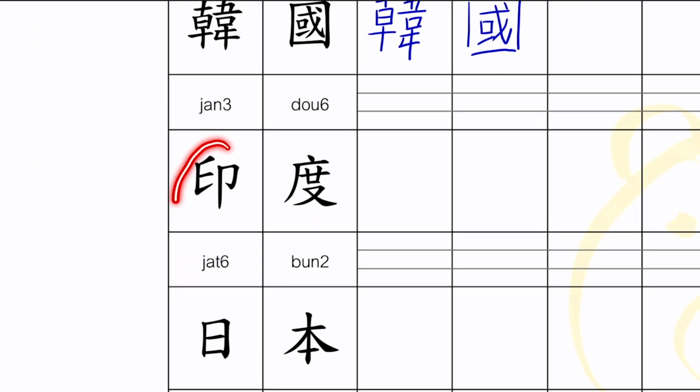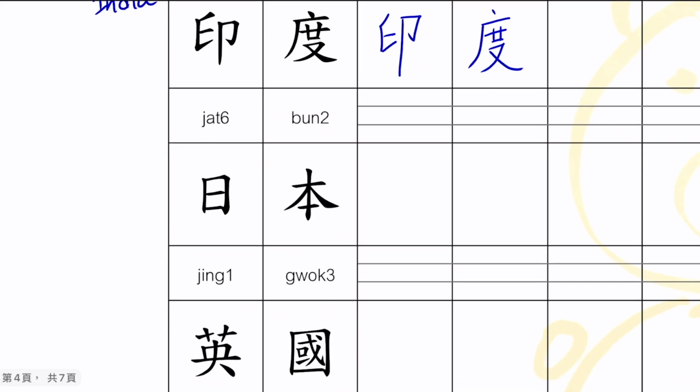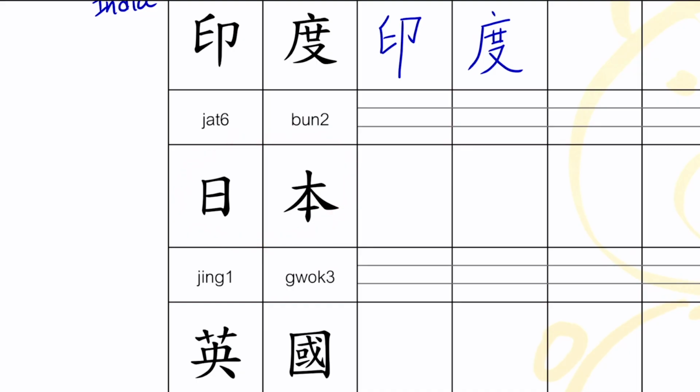第三個 印度. 印度點解啊? India, right? 印 J-A-N, third tone. 撇直橫剔橫折勾直. OK. 道 D-O-U 6. 點橫撇橫直直橫橫撇捺. OK.